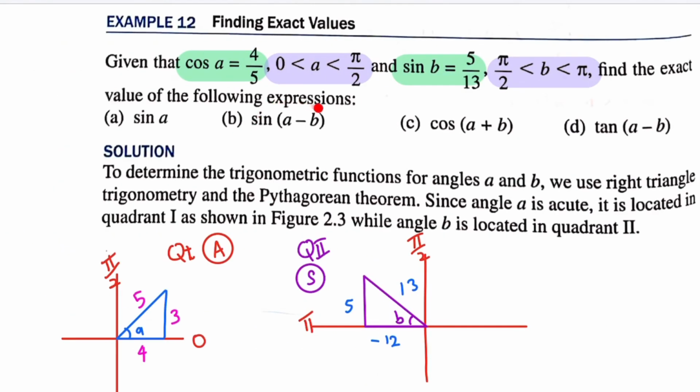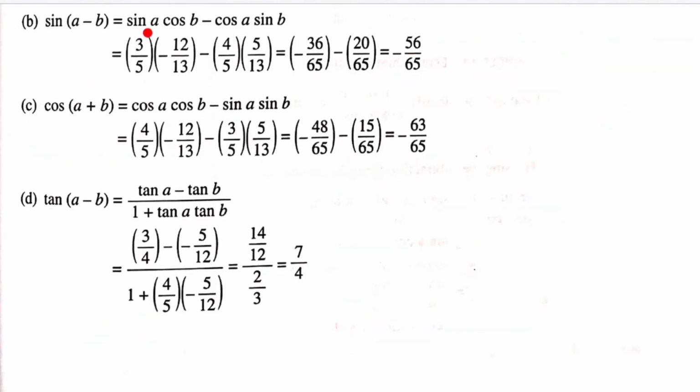Now let's see question B. It asks us for sine A minus B. So we can open up using the formula sine A cos B minus cos A sine B. So from what we have calculated just now, just fill in the values here and then just use your calculator. You can get the answer here. The next question asks us for cos A plus B. So again, we can open up using the formula, substitute the values here, and then just use the calculator. This is our answer. And finally, the question asks us for tangent A minus B.